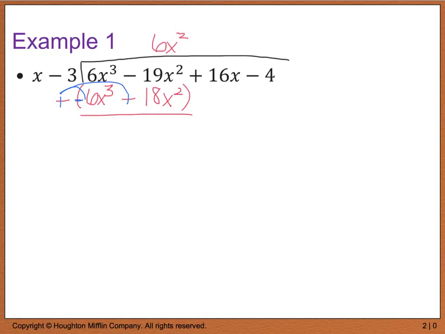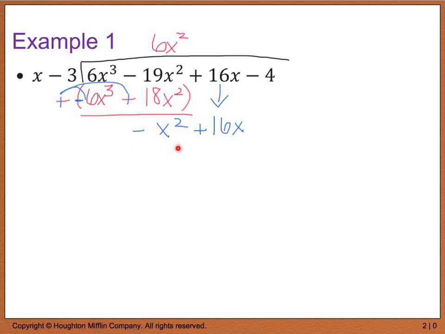So now if I add these, I have 6x cubed plus a negative 6x cubed, which is going to give me 0. Then I have a negative 19x squared plus 18x squared, which is going to give me a negative x squared. Then we have to pull this term down, so I have plus 16x. And because that step was so fun, I get to do it all over again.